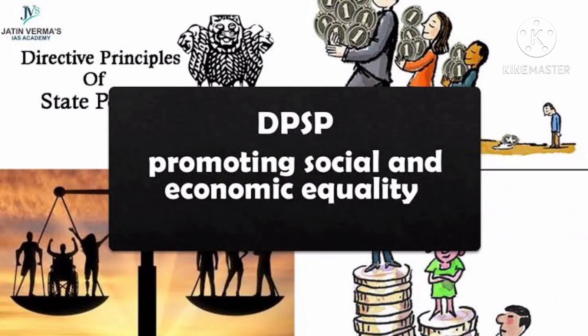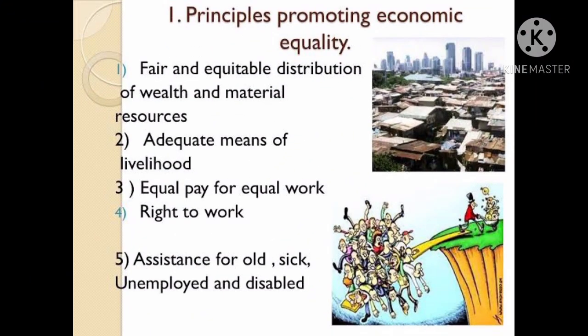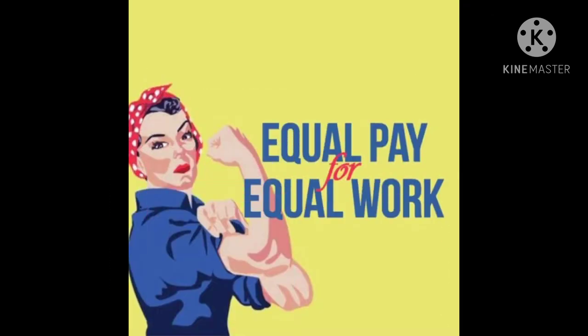The directive principles direct the government to make and enact laws to ensure the following for the citizens of India. Number 1, adequate means of livelihood for every citizen of the country. Second, equal distribution of wealth and material resources among all sections of the society.